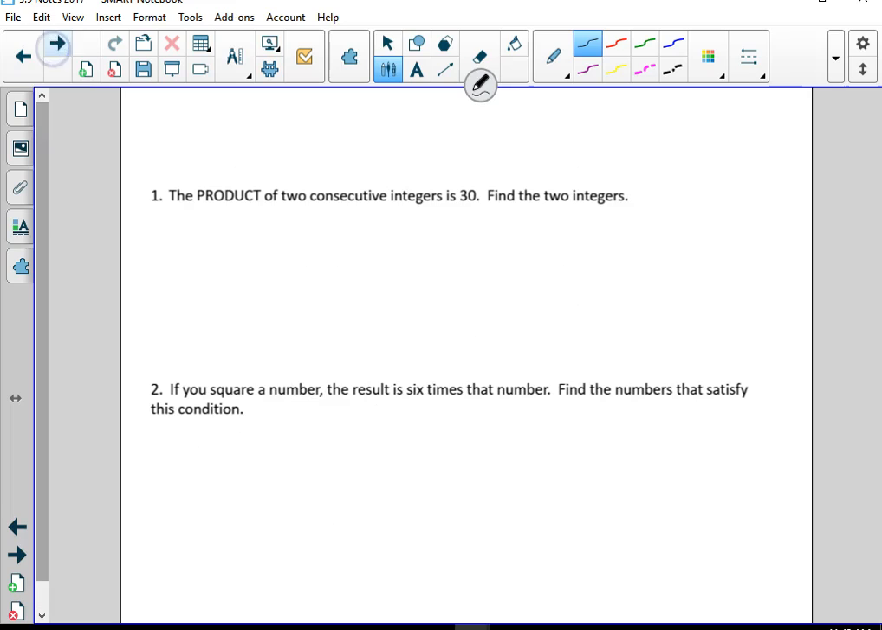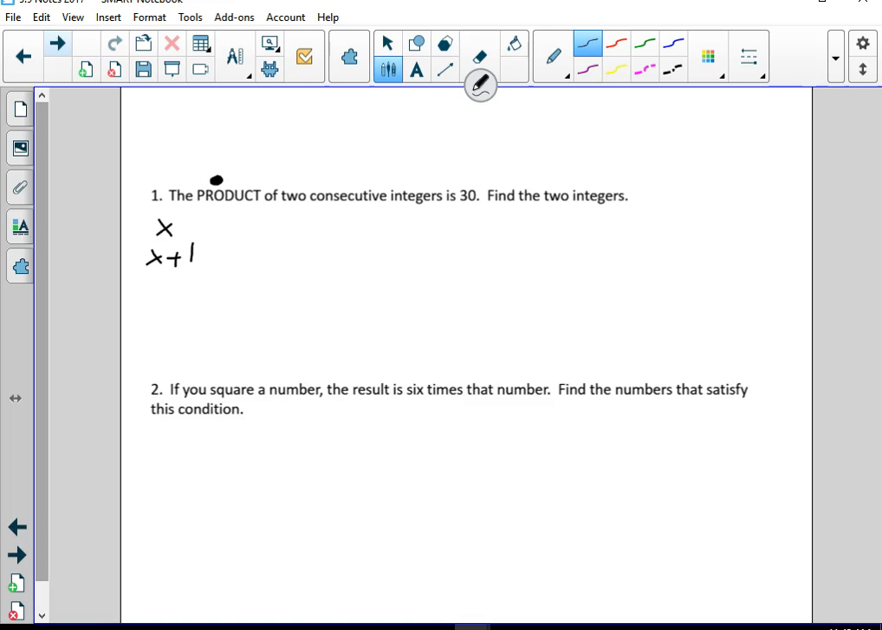All right. So, the product. As soon as you see the word product, you know you're talking about multiplication. All right? So, the product of 2 consecutive integers. Well, that's going to be x and x plus 1. It doesn't say 2 consecutive odd or 2 consecutive even. So, we're looking for numbers like 5 and 6, 12 and 13.